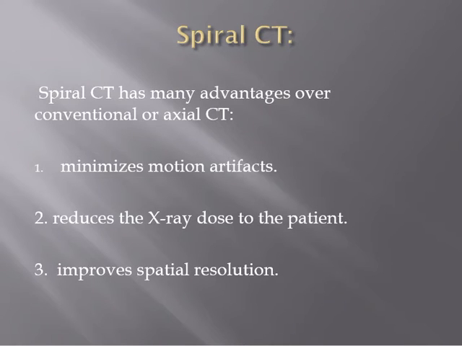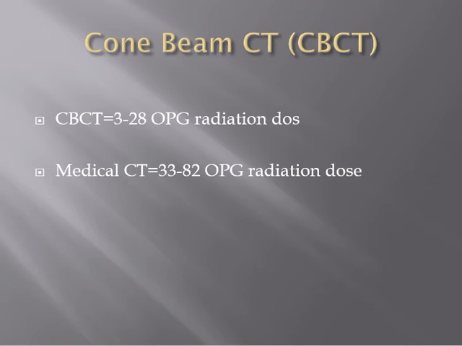Spiral CT scan. This type of CT scan obtains a volume of continuous slices, 128 to 320 slices as thin as 0.625 mm within a second. Spiral CT scan has many advantages over conventional axial CT scan. Number 1, it minimizes motion artifact because the entire scan can be performed during a single breath hold. Number 2, it reduces the X-ray dose to the patient. Number 3, it improves spatial resolution by giving three-dimensional pictures.